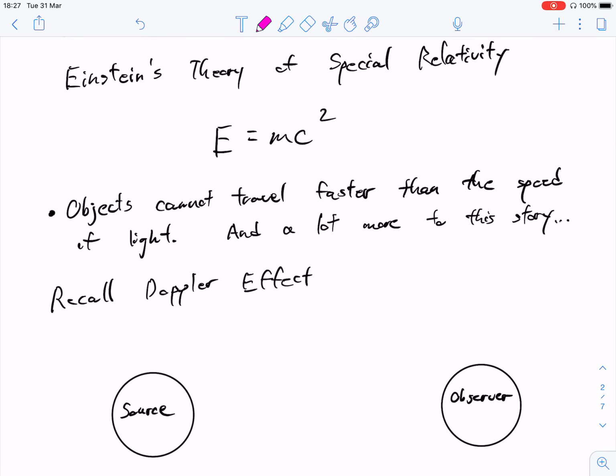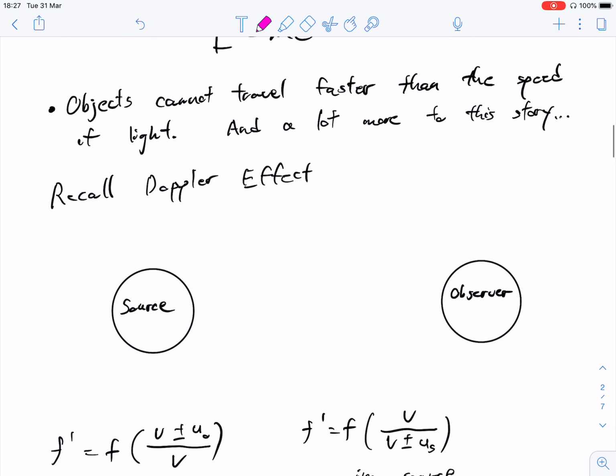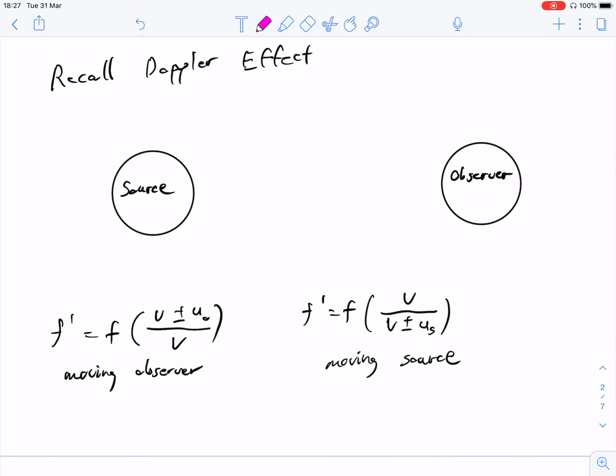So first off, let's quickly review the Doppler effect. The Doppler effect is the idea that either a source is moving towards or away from an observer, or the observer is moving towards or away from the source. We've got two equations in your data booklet, labeled moving observer and moving source, but you need to distinguish the plus and the minus about what happens there.